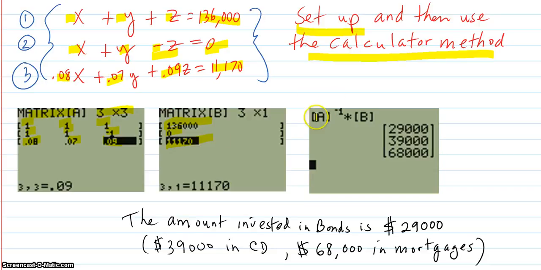Then on the home screen, A inverse times B solves the system. X is 29,000, Y is 39,000, Z is 68,000. So they just asked for the bonds, and that was the X. So that's 29,000. But there was 39,000 in CDs and 68,000 in mortgages.